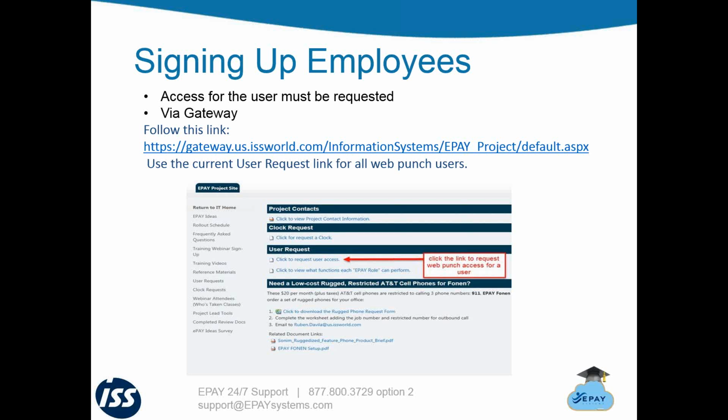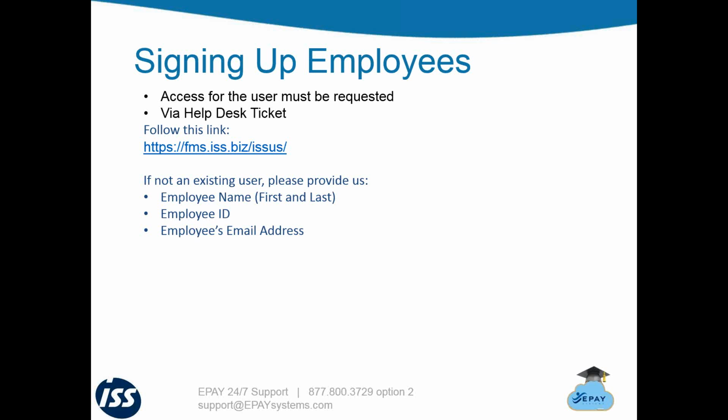Now, on the other side of the coin, you can also go via a help desk ticket, in which you can just go to that link, fms.iss.biz/ISSUS. That'll actually open up a help desk ticket system, in which you can provide your information, but more importantly, provide the user's employee name, employee ID, and email address, and we'll get them set up in the system to be able to use WebPunch.